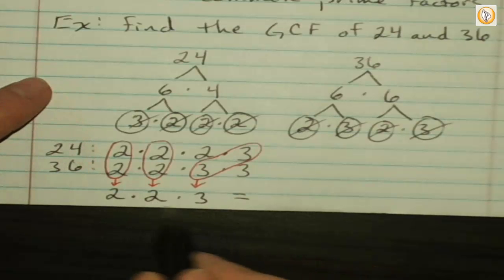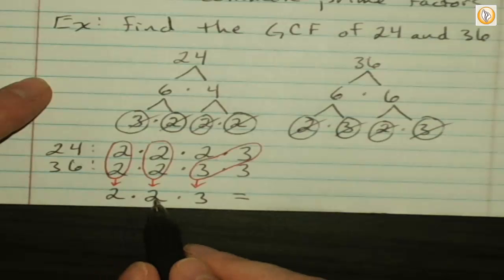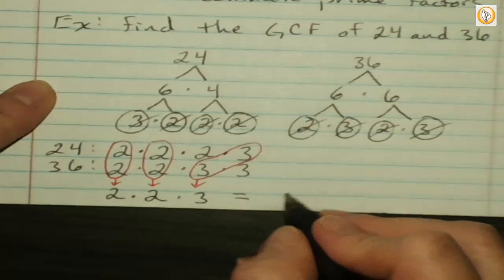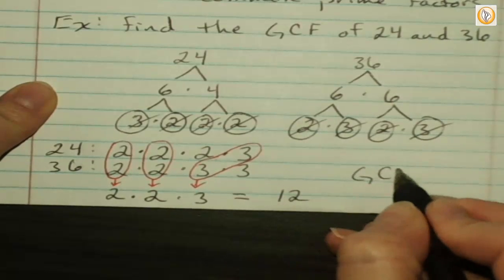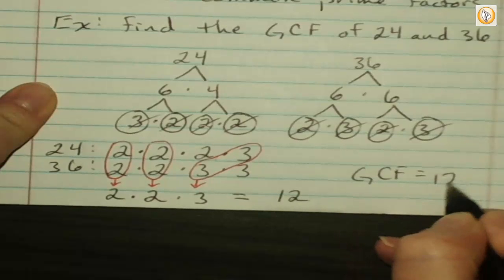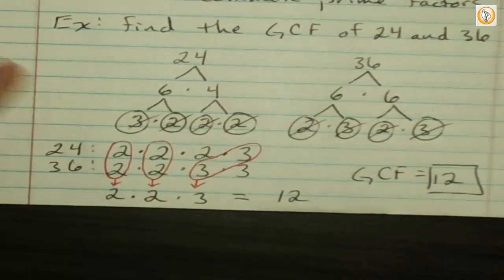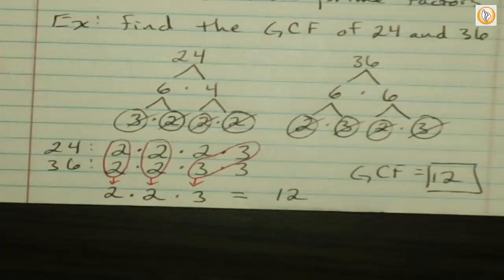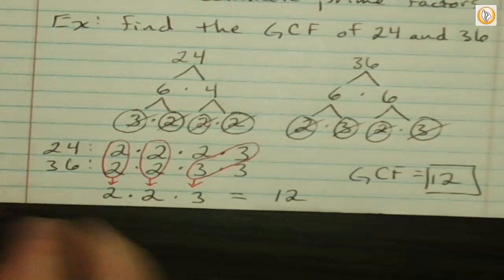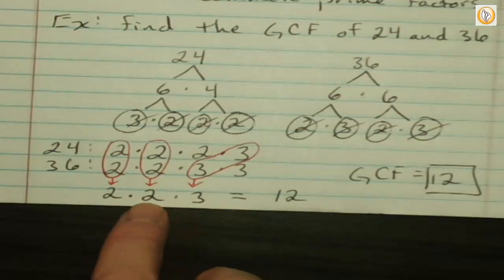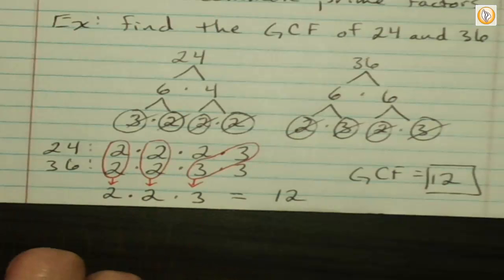Now, step 3 says find the product. So what's 2 times 2? 4. What's 4 times 3? So the GCF is 12. That's kind of cool. And that's what you're doing today. Wait, where was step 3? On the top. That was the product. Product is multiplying right here. Oh. And then step 2 is just circling.